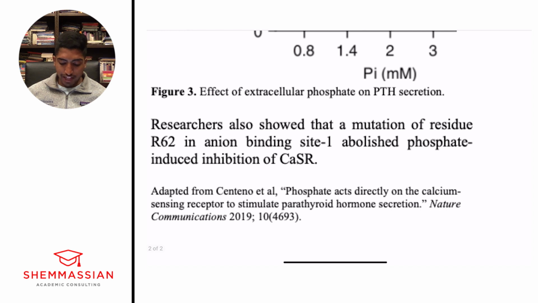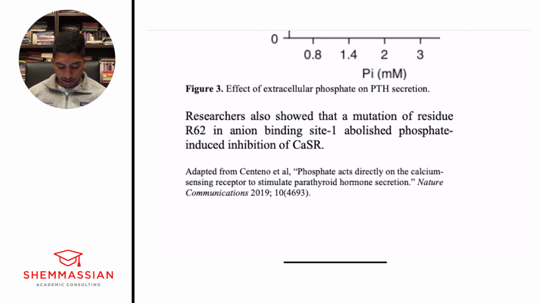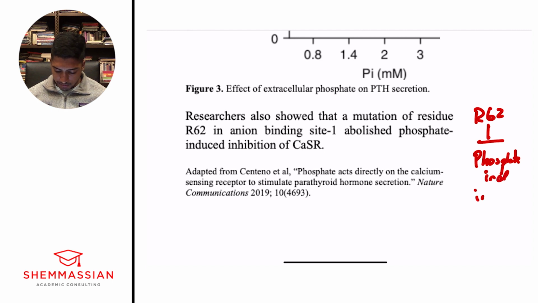Researchers also showed that a mutation of residue R62 in anion binding site 1 abolished phosphate-induced inhibition of CASR. All right, so all we do is write a quick paragraph summary. This is already a short paragraph, so nothing too crazy. But R62 mutation abolishes phosphate-induced inhibition of CASR, right?